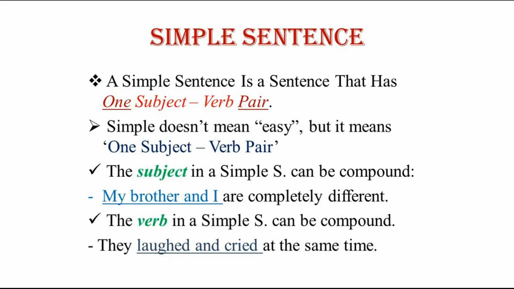Also, the verb in a simple sentence can be compound. Like when I say, they laughed and cried at the same time. Who laughed and cried? They. So we have one subject and they did the same verb, two verbs, but we consider them as one verb. We'll explain this more later in the next slide, but we have to know right now that when we call it a simple sentence, we don't mean that it is easy, but that it has one subject and one verb.